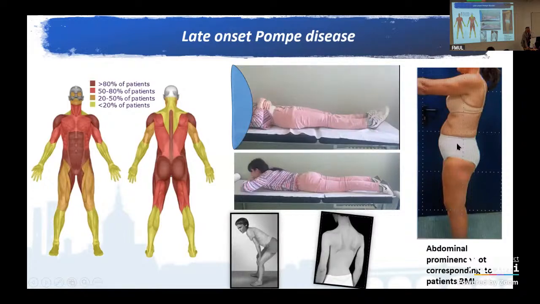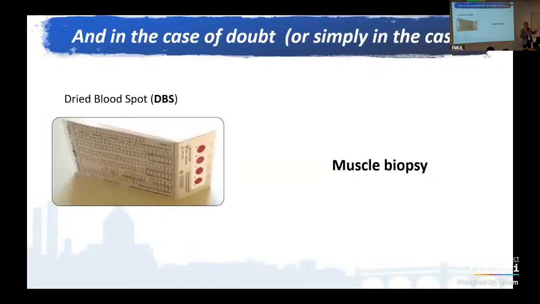Okay, we have also another sign that could be useful, that is abdominal prominence not corresponding to patient BMI. This is because these muscles are very, very weak. We have also the Gower sign, and all these findings you should check for when you are looking at one patient, despite the age, with an increased CPK, because they are clearly established. However, if you have doubt, you can ask for dried blood spot or perform a muscle biopsy.